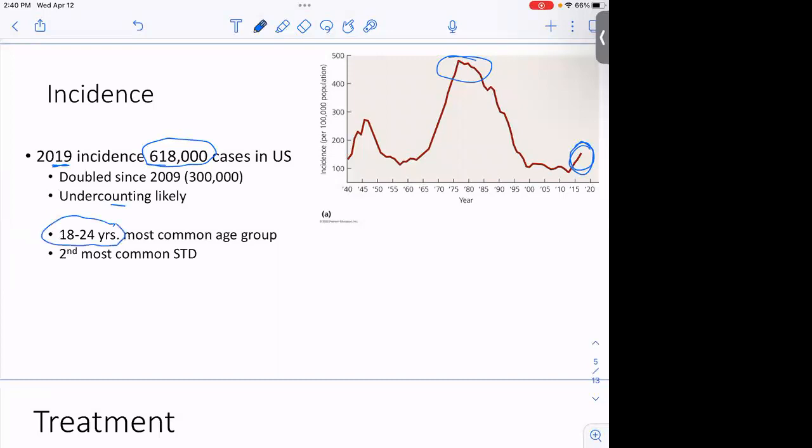Most of you are in the most common age group. The more sexual partners one has, the more likely they are to contract this. It is the second most common sexually transmitted disease behind chlamydia. But oftentimes people will have chlamydia and gonorrhea at the same time.